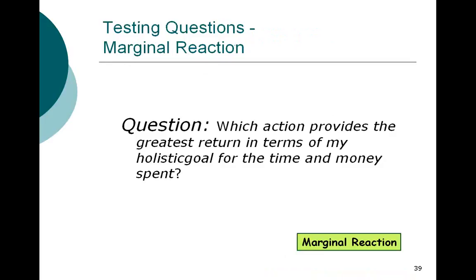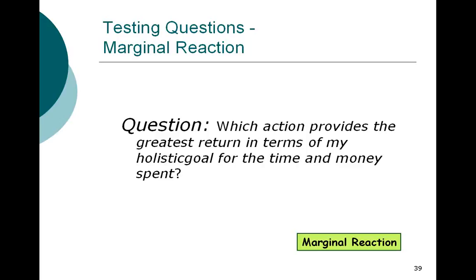The next test we look at is the margin of action. This test is used when a person is comparing two or more actions. Essentially, it's trying to get down to which action provides the greatest return in terms of your holistic goal for the time or money spent. It really helps you to prioritize your efforts, as time is a finite resource, and it plays a really important role in evaluating expenses when we go into the holistic financial planning.